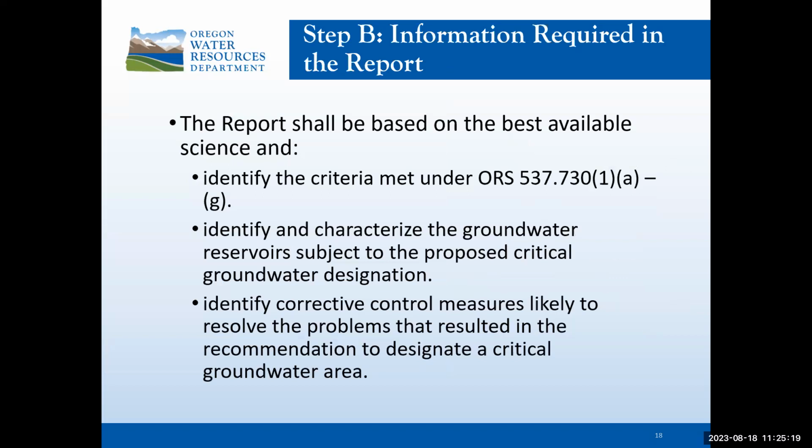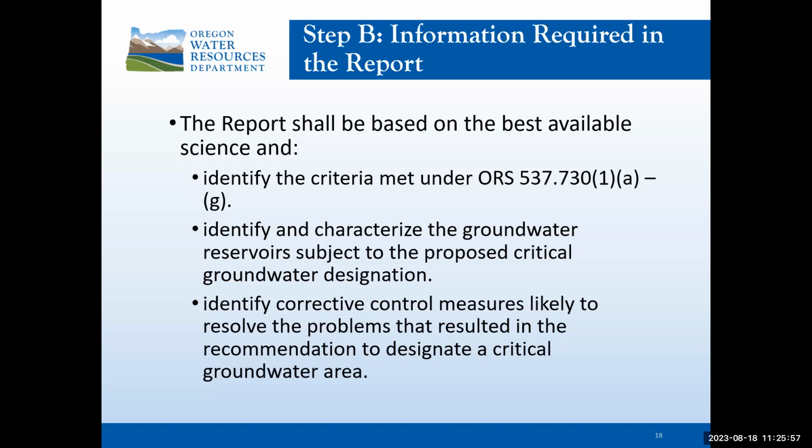So the report is required to be based on the best available science, and it must identify the criteria met under ORS 537.731 A through G. So that's which one of the 7 criteria that allows and authorizes the designation of a critical groundwater area have been met. It needs to identify and characterize the groundwater reservoirs subject to the proposed critical groundwater designation. So this is essentially saying, okay, which aquifer, how big is it, where is it, and how is it going to be included in the designation.